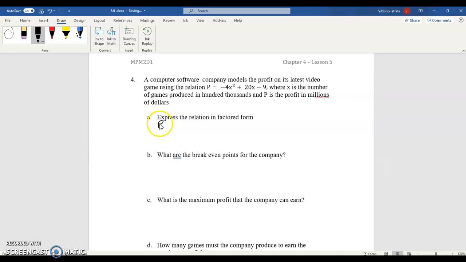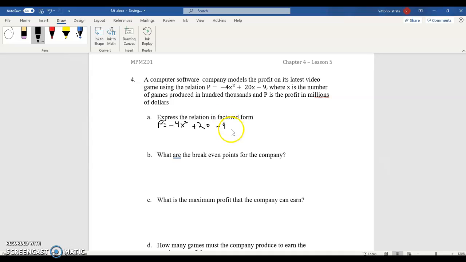So we have p is equal to negative 4x squared plus 20x minus 9, sorry. Let's see if there's anything that we can factor out, a greatest common factor. It doesn't look like it. It looks like we're going to have to go with a decomposition technique here. We don't really have perfect squares. You can't do the square root of a negative number yet. So that's not going to work out for us.